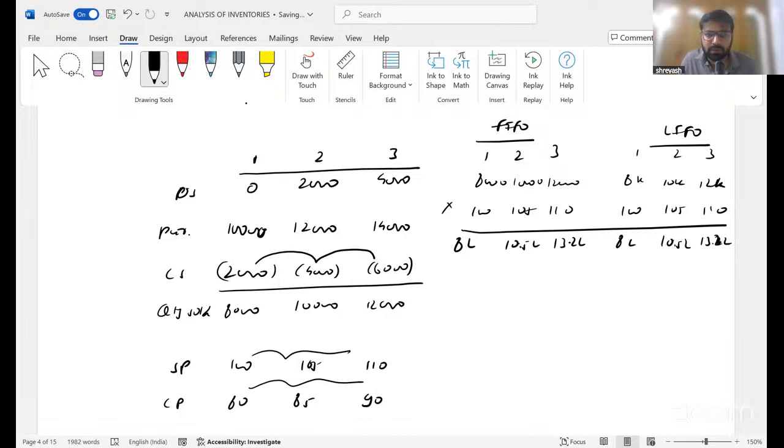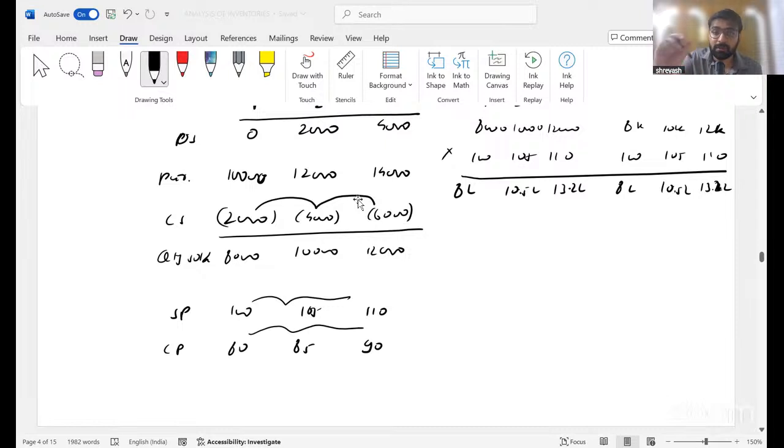Okay, sir. But the first year, sir, there is no opening stock. So, sir, what will change in COGS? No. COGS will remain the same because everything that you sell in the first year will be from purchases. I hope you guys understand this. Either in FIFO or in LIFO, everything that you sell in the first year will be completely from purchases because there is no opening stock. So what will happen to COGS? Sir, it will be the same in both the cases.